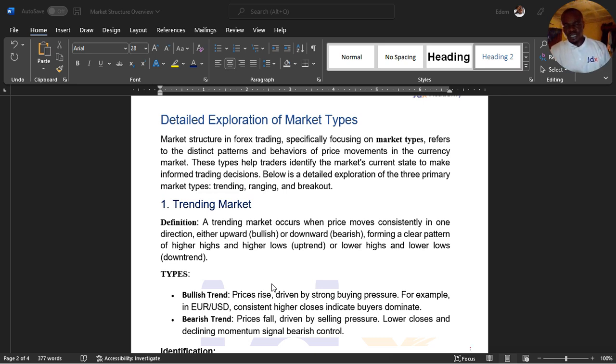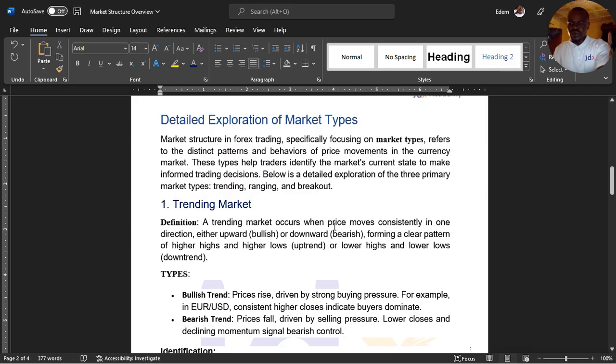Right, we have two types of markets. We have the trending market and the ranging market. So let's start with the first one. The trending market is a scenario where the market prints higher highs and higher lows. A trending market occurs when the price moves consistently in one direction. The direction could be upward or bullish, or downward or bearish, forming a clear pattern of higher highs and then higher lows for an uptrend. And for a downtrend, we have lower highs and then lower lows.